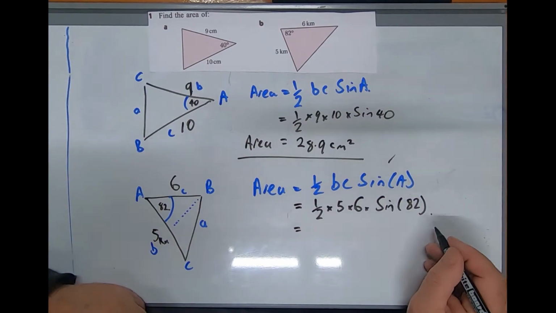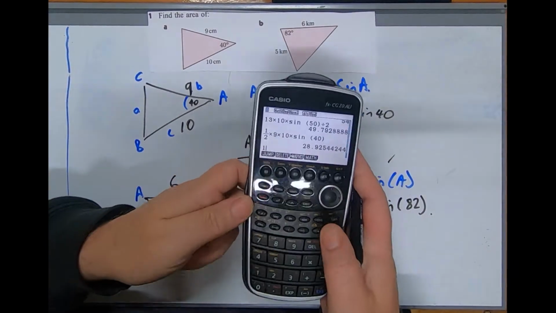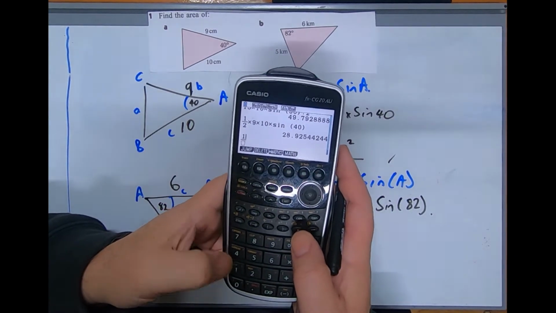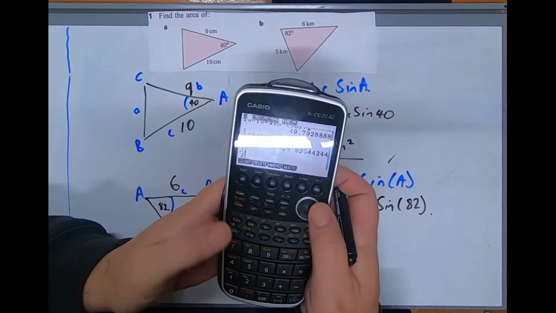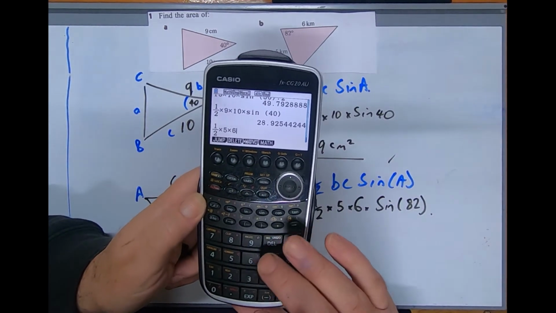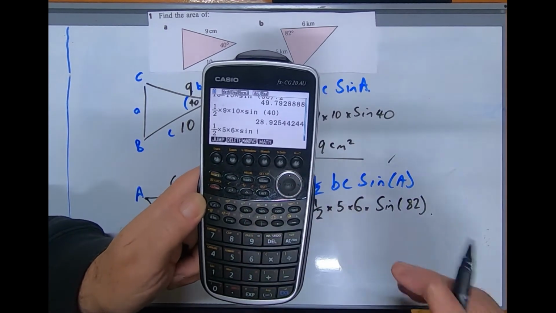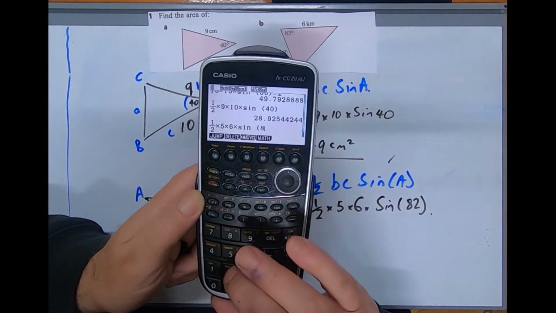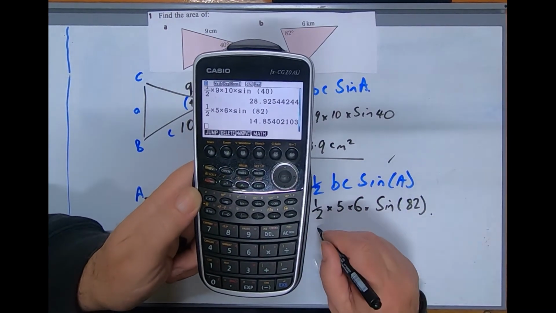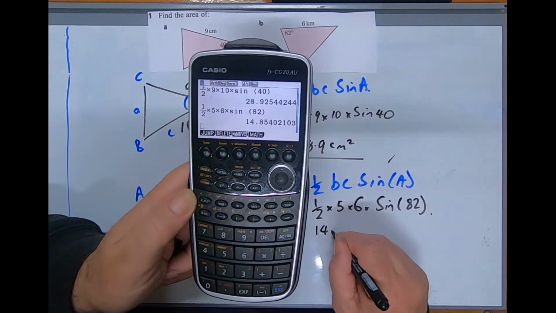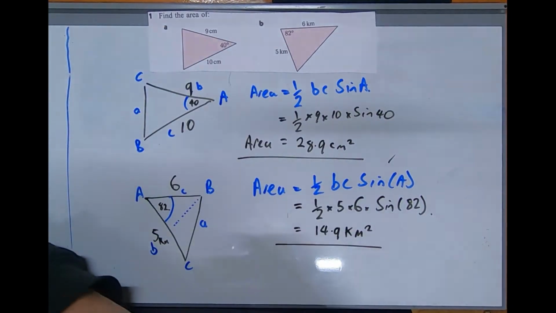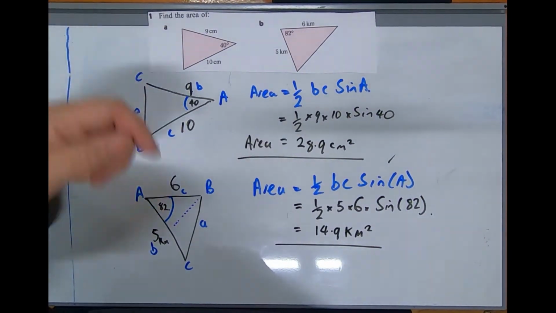No rearranging at this point. Calculator step. Fraction tool. 1/2 times by 5 times by 6 times by sin 82. There's the bracket. 14.85. I'm going to go 14.9 kilometres squared.